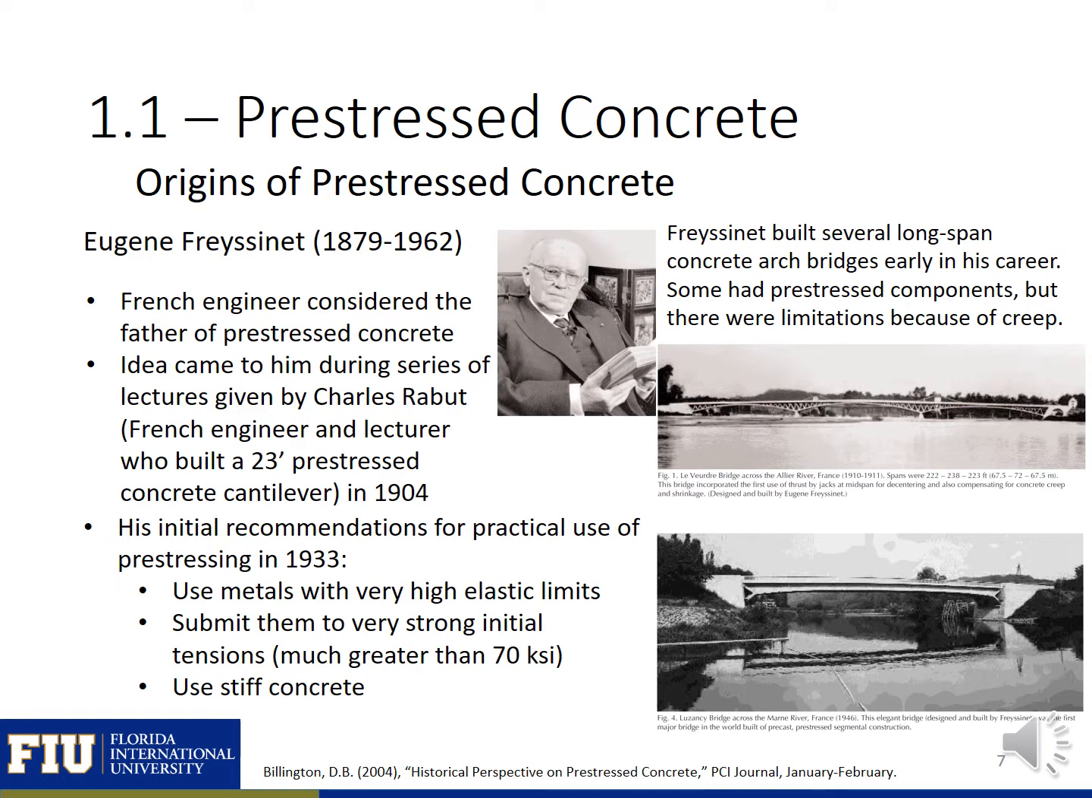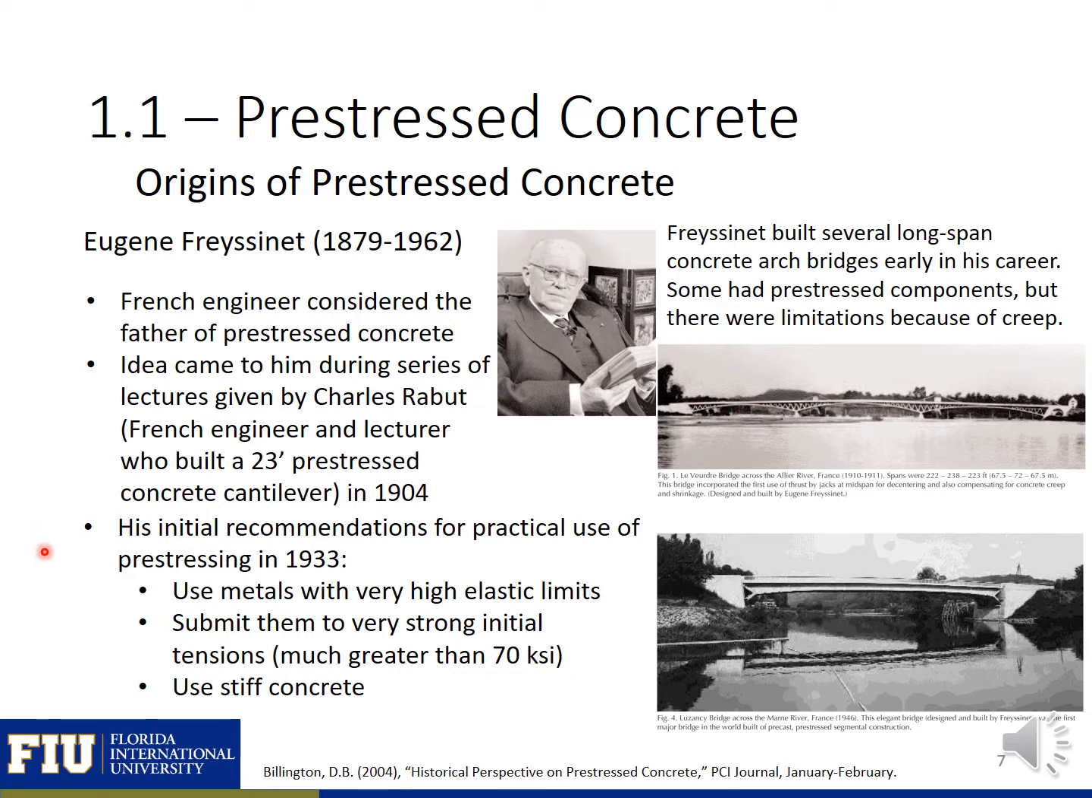Eugène Freyssinet is often considered the father of prestressed concrete. He was a French engineer who built a number of elegant concrete arch bridges that were post-tensioned. The idea of prestressing actually came to him during a series of lectures by Charles Rabut. And Charles Rabut may have built the first prestressed concrete member, which was a 23-foot concrete cantilever in 1904. But Freyssinet really made prestressed concrete more popular.